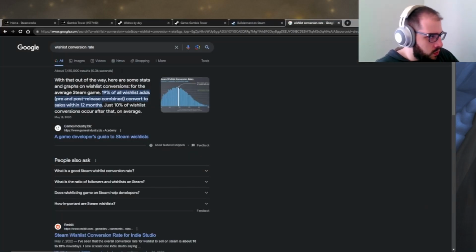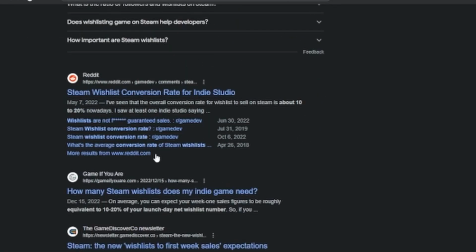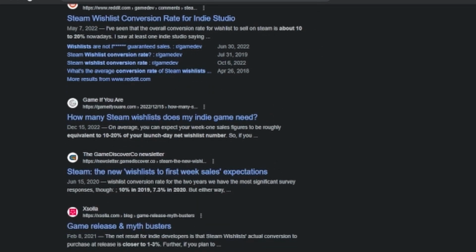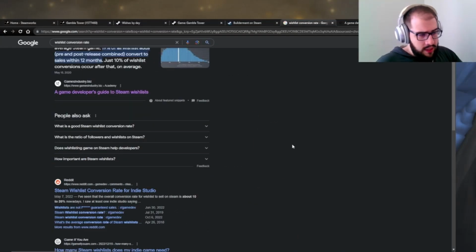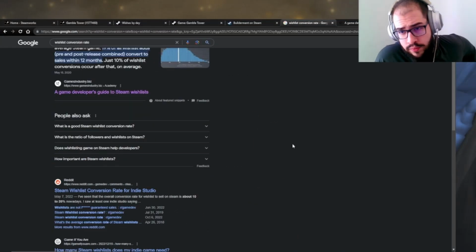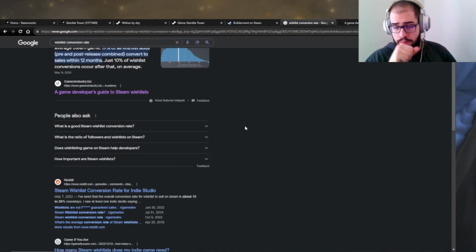If we go to Google and search for wishlist conversion rate, we find a lot of different articles and posts related to wishlists and how they convert. But for us, it was around 6% of conversion rate so far. And for me, that's amazing. Like, that's a big deal.